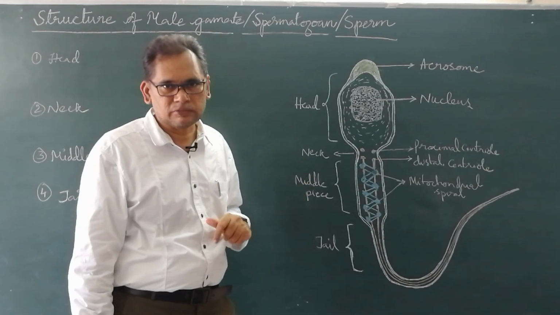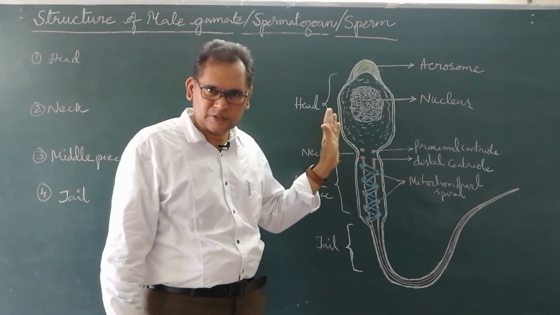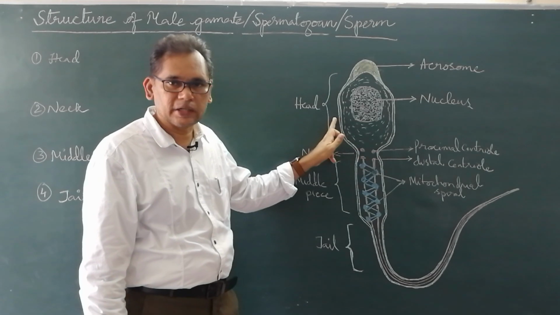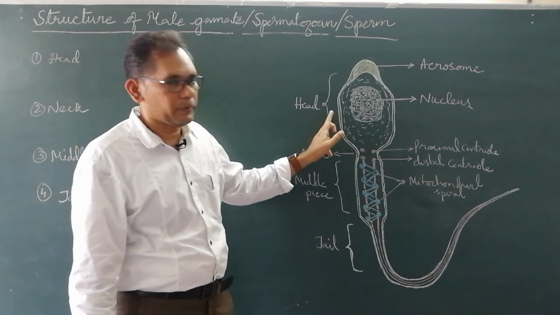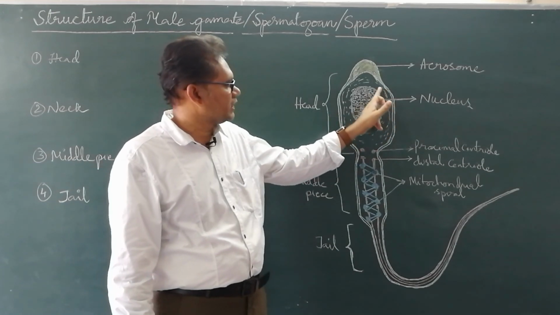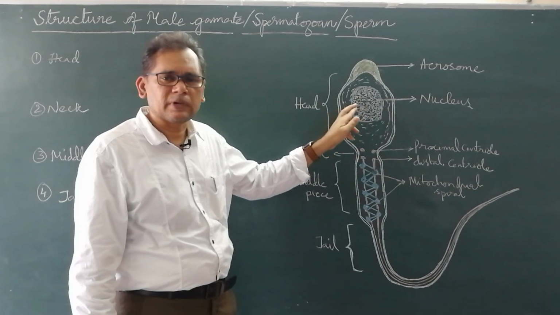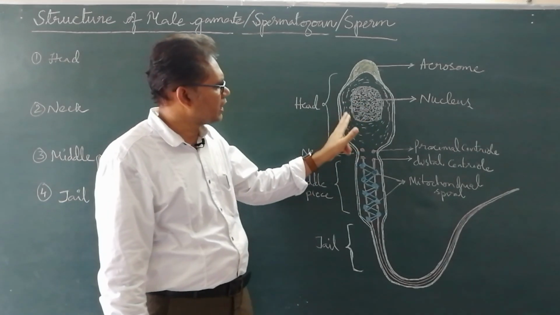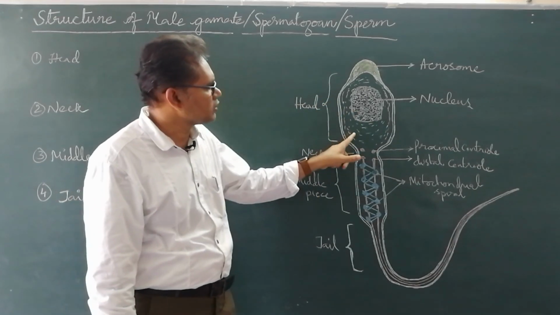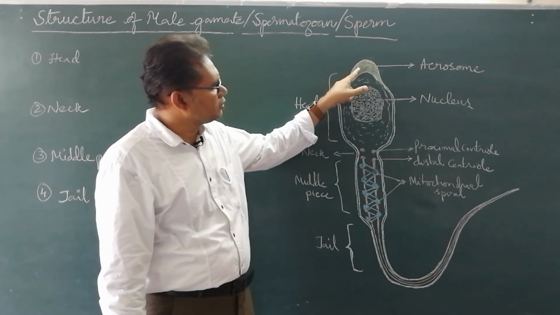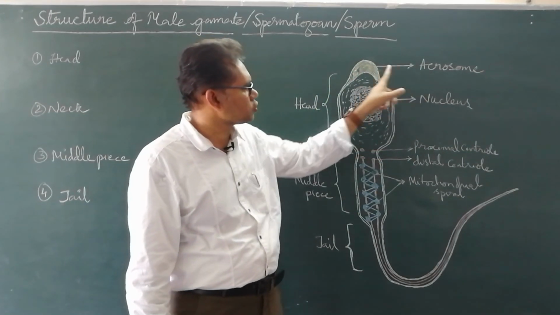The distinct, clearer part of the sperm with a large amount of cytoplasm, clearly visible, is called the head. It is the anterior part of the sperm. In the head, the cytoplasm is mostly completely occupied by the nucleus. The nucleus occupies the entire structure of the head. The head also has, at its anterior-most part, a cap-like structure. This is called the acrosome.